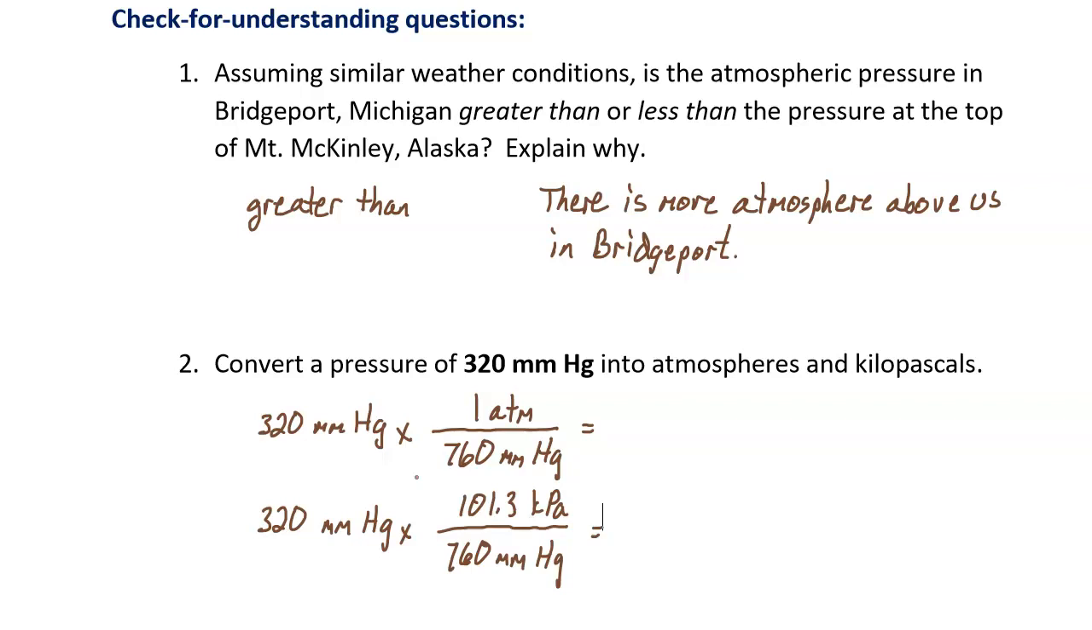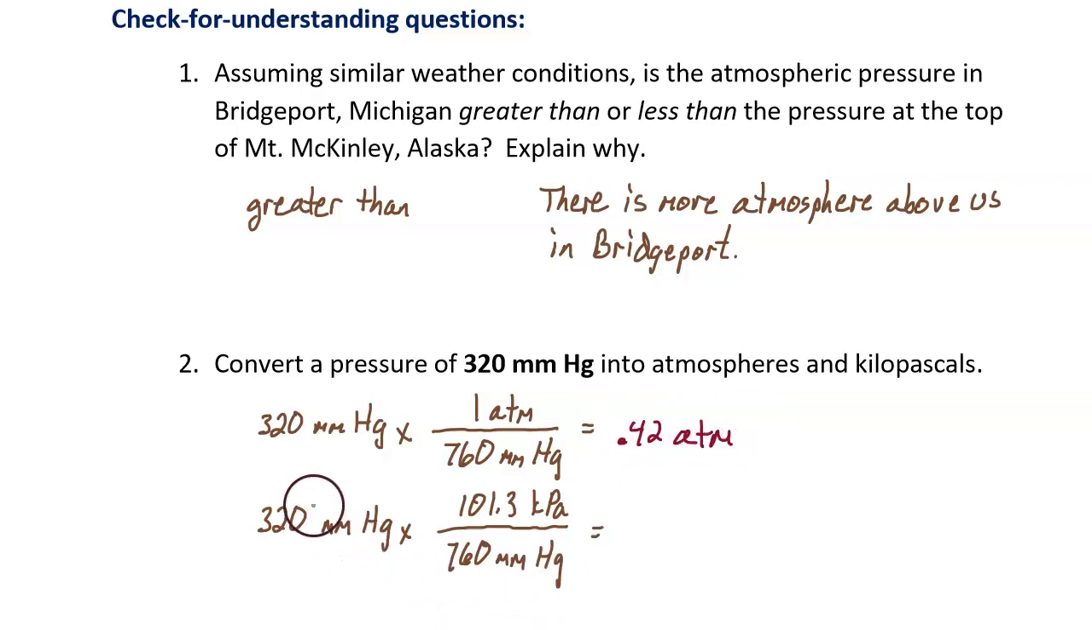Number 2, convert a pressure of 320 millimeters of mercury into atmospheres and into kilopascals. So our first conversion, you write down that given number, 320 millimeters of mercury, then multiply by the conversion ratio. Because this unit was millimeters of mercury, we want that to be in the bottom. And the unit we want to convert into, atmospheres, we want in the top. On the calculator, go 320 divided by 760. And the result is 0.42 atmospheres.